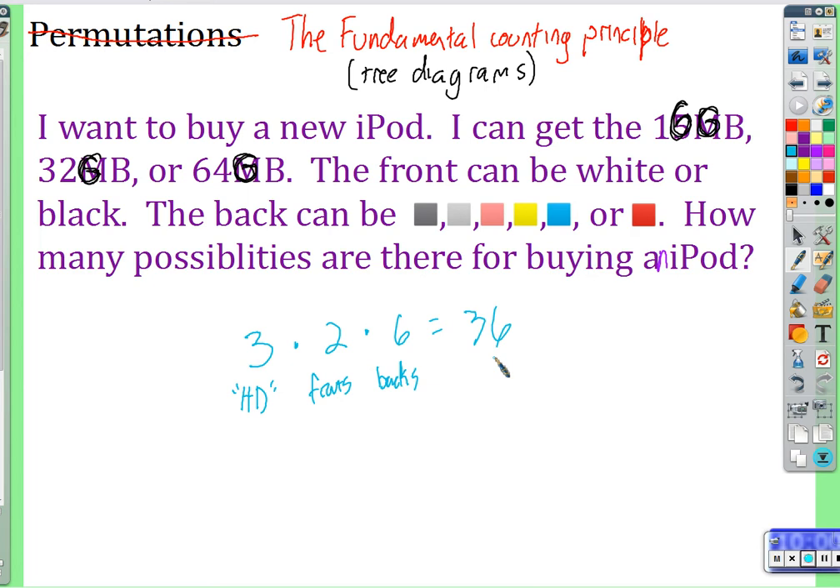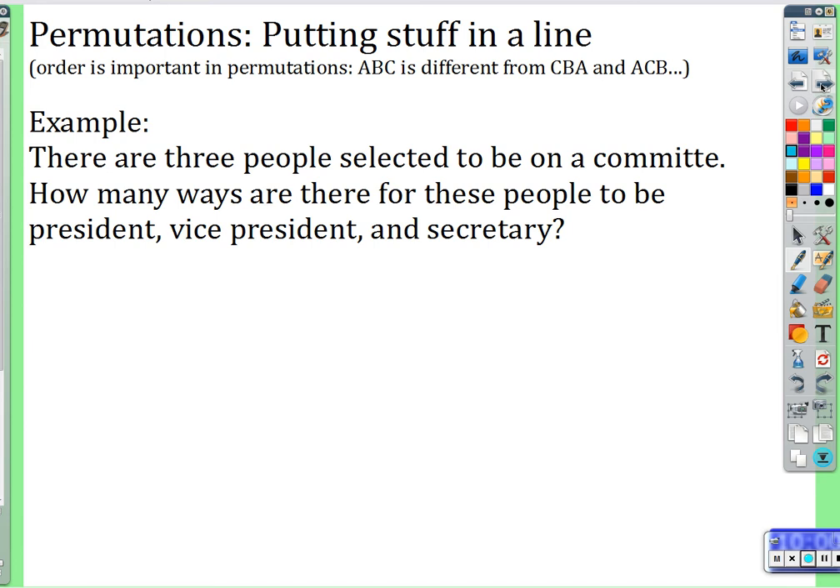All good? Okay. And now we get into permutations. Permutations is just really an application of the fundamental counting principle, but you're just applying it to one group of things. If that made any sense, great. If it didn't, that's fine too. Okay. So permutations, we're putting stuff in a line. That's basically what we're doing.